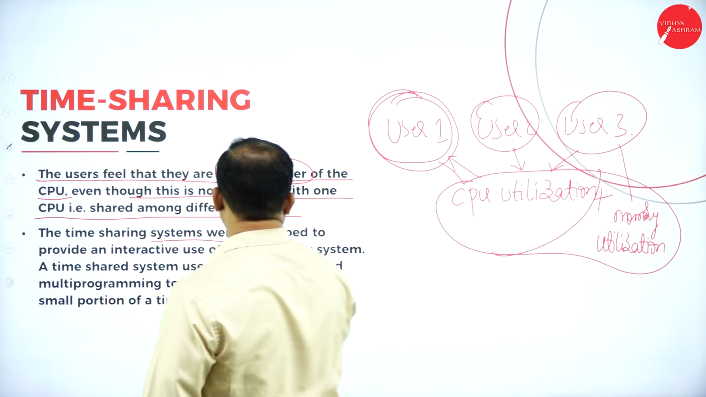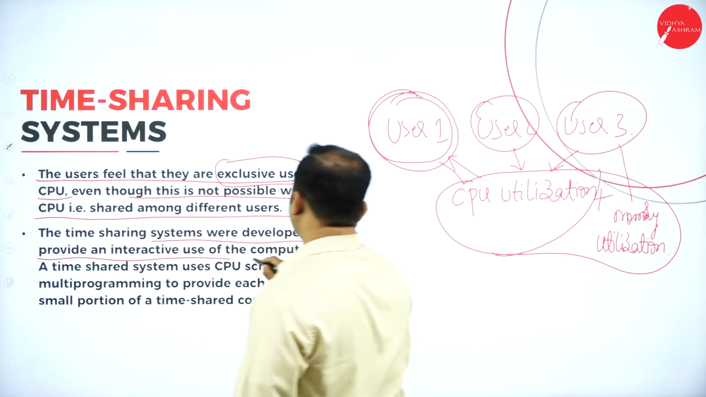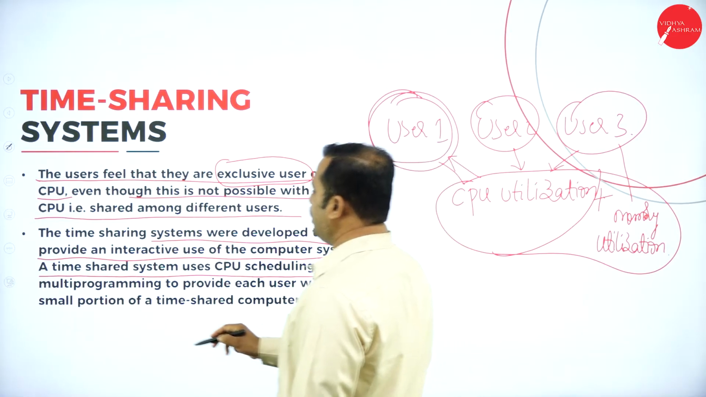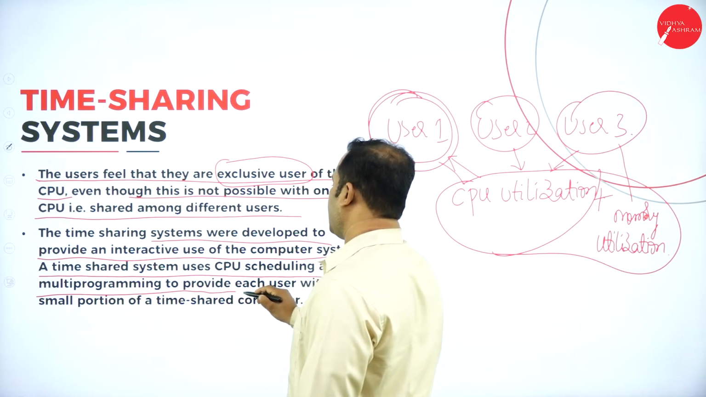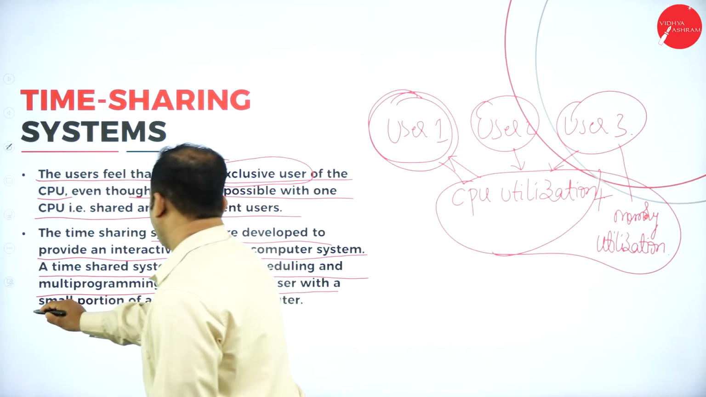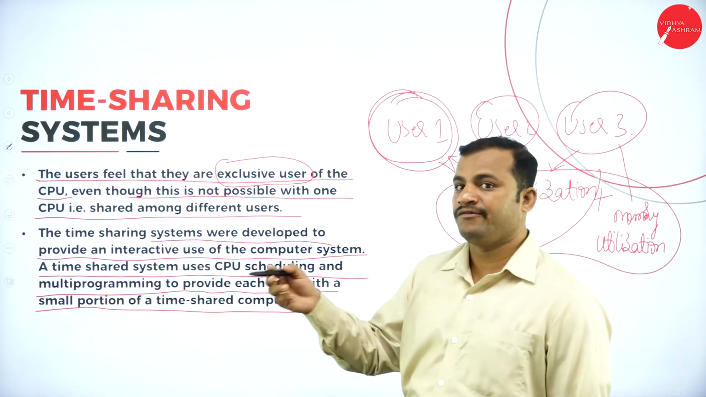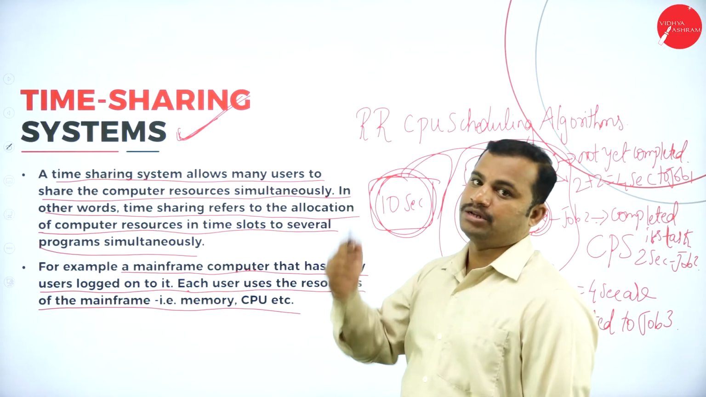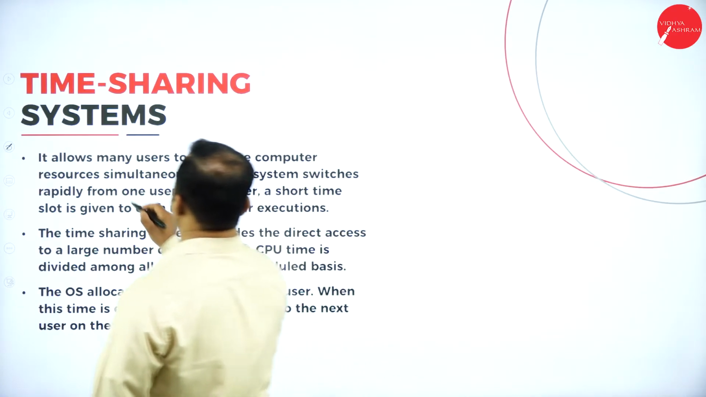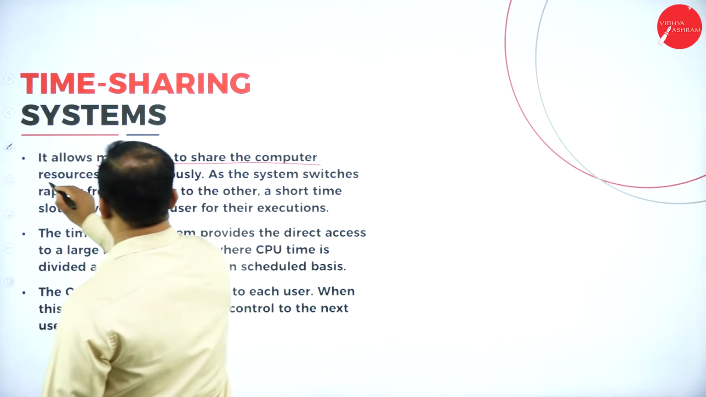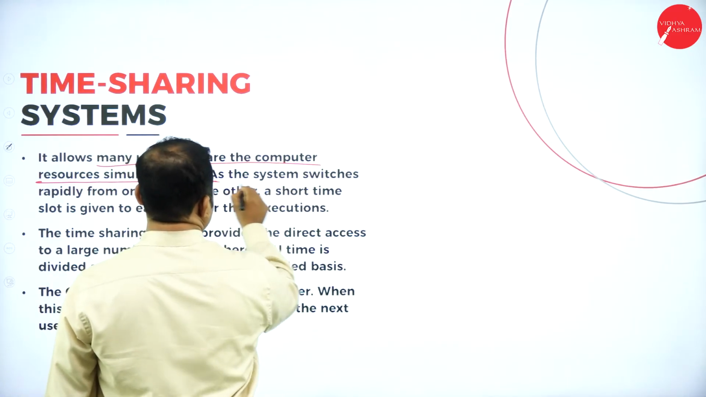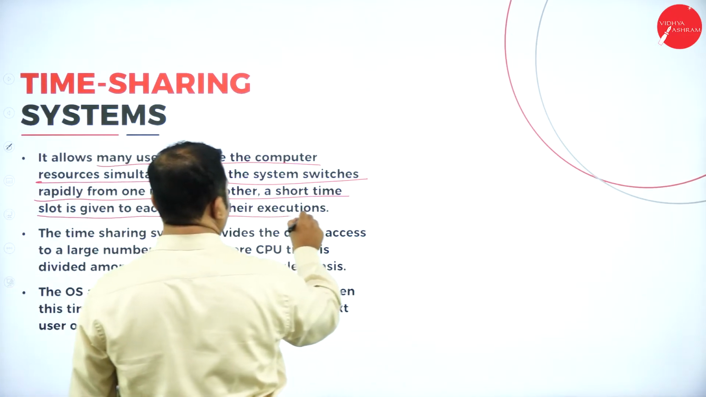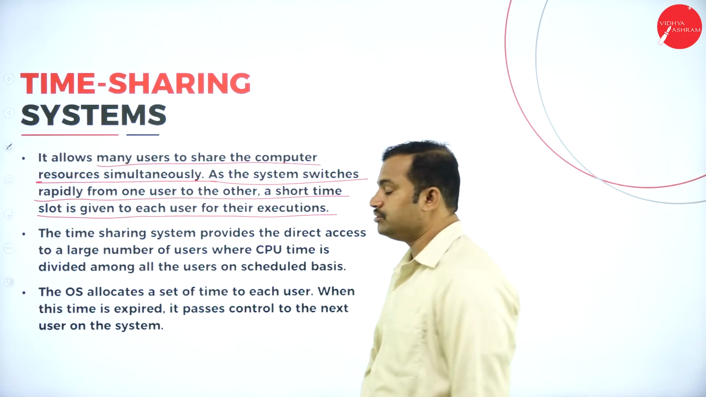So the time sharing systems were developed to provide interactive use of the computer system. A time-shared system uses CPU scheduling and multi-programming to provide each user with a small portion of a time-shared computer. As I have already discussed in the previous slide, this time is shared among multiple jobs or multiple users. That is, this time-sharing system allows many users to share the computer resources simultaneously. As the system switches rapidly from one user to another user, a slot is given to each user for their execution.